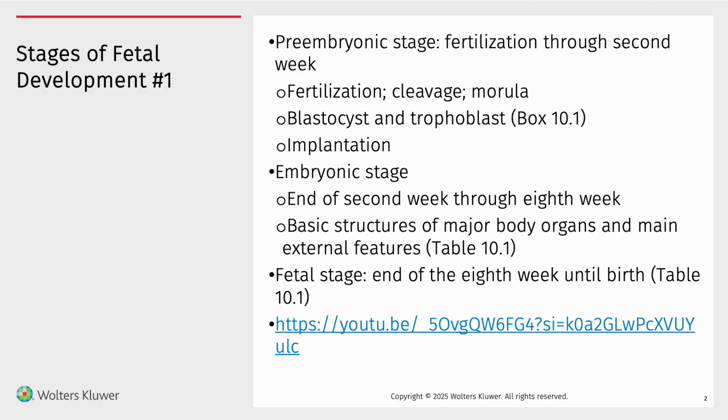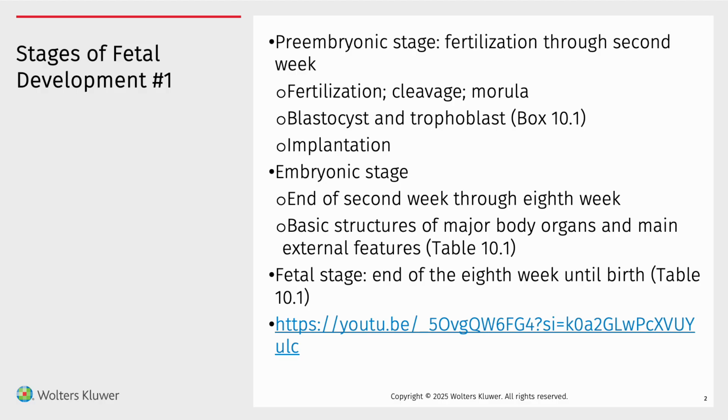So let's start with the pre-embryonic stage. This is from fertilization through the second week. Fertilization begins with the union of the sperm and the ovum in the ampulla of the fallopian tube. This results in the formation of a zygote, which is a single-cell organism with a full set of 46 chromosomes. I really want to reinforce that fertilization marks the beginning of human development.